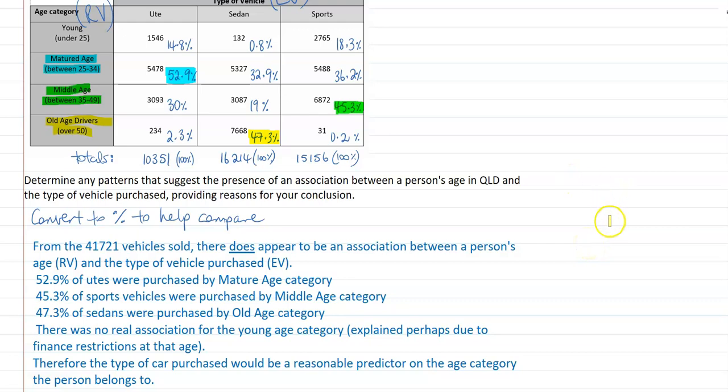Okay, and we're done. Hopefully that gives you a bit of confidence with different types of questions on bivariate data that you might experience in internal or external assessment in an exam situation, and you've got a bit more confidence about doing those types of questions.